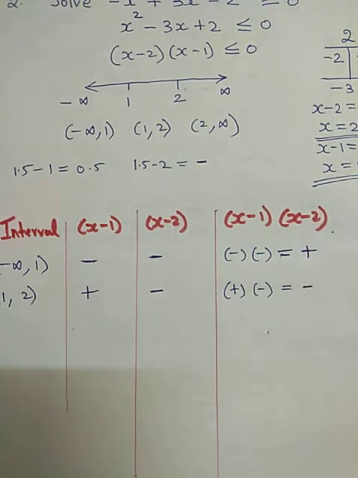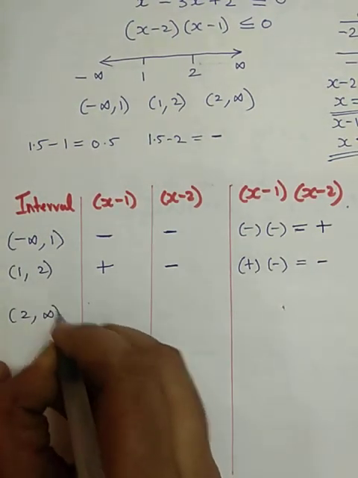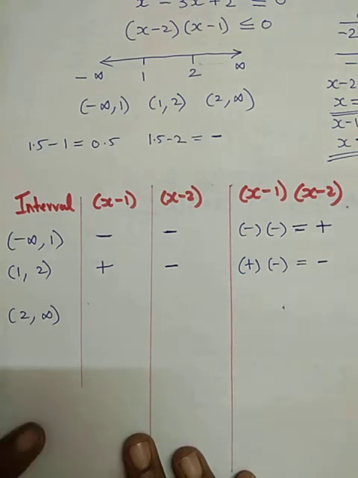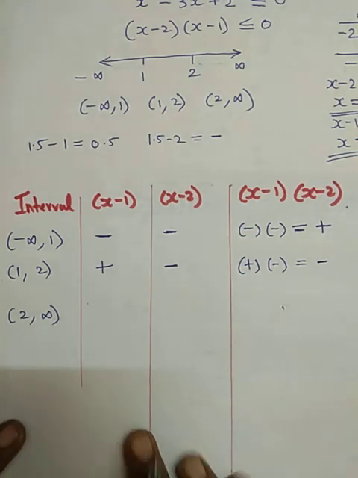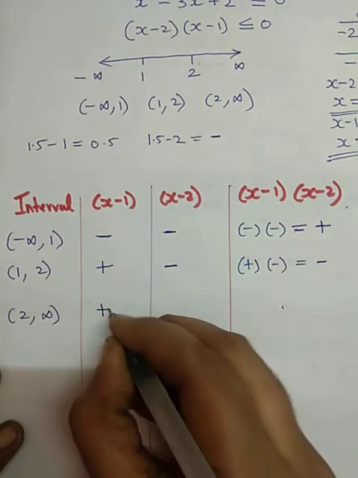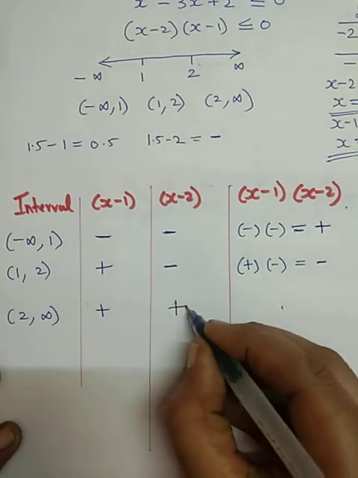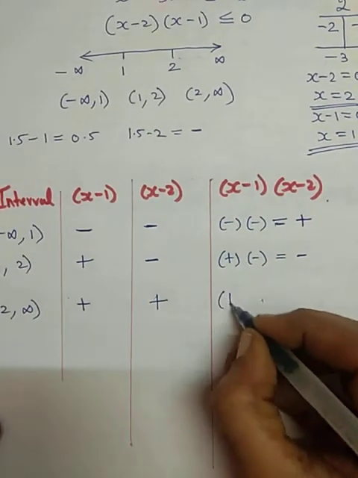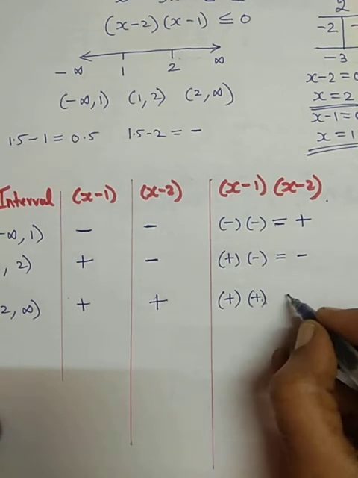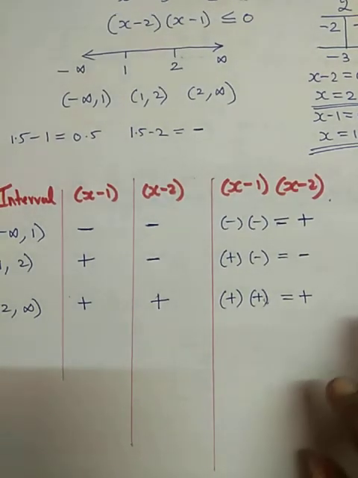Okay. Now next, the last interval is 2 to infinity. So 2 to infinity, let me select 3. 3 minus 1, 2. 2 is positive. 3 minus 2, 1. That is also positive. So what we will have is plus into plus, that is equal to plus. Now our tabular column is ready.